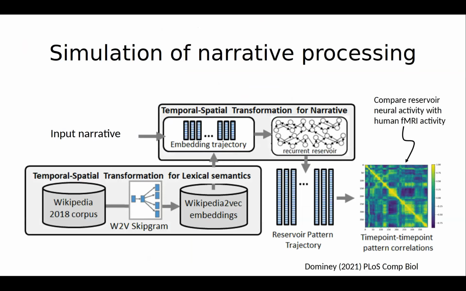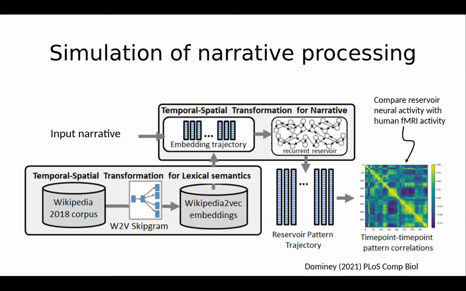So how are we going to do that? Here's the reservoir network. We take the input narrative, like the narrative that was used in these experiments that I was showing you. We take the transcript of the narrative. For every word in the transcript, we can use an arbitrary language model. We use Wikipedia2Vec, which is a language model trained on Wikipedia. So for every word in the input narrative, we get the embedding.